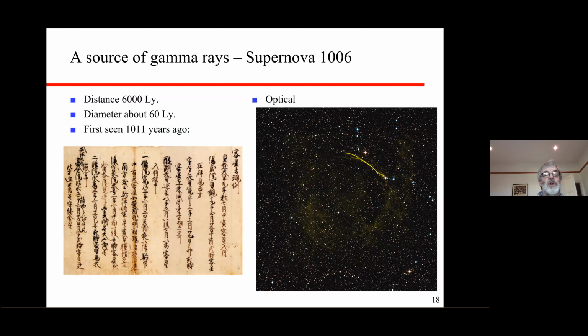So that's, oh, no, it's no longer 1,011 years ago. It's considerably more than that now. Never mind. This thing is about 6,000 light years away, and its diameter is about 60 light years. This is what it now looks like if you look at it with an optical telescope. You can just about make out a ring in the image here, around a central star, or around something which exploded to generate this supernova, which must have been somewhere around here. Okay, so that's the optical image.